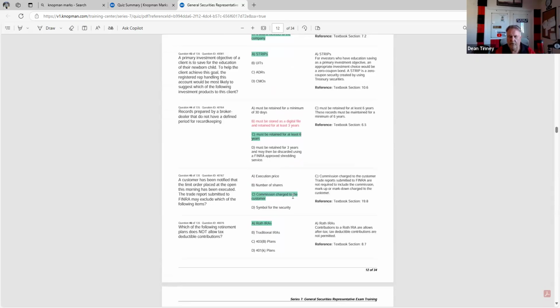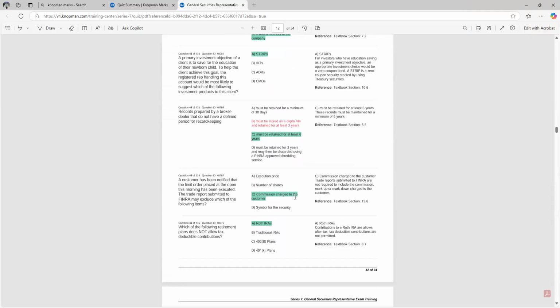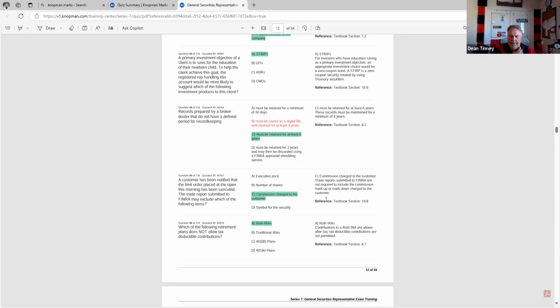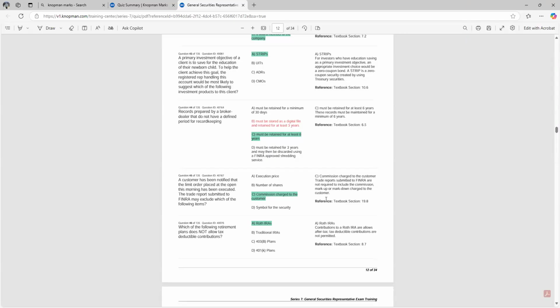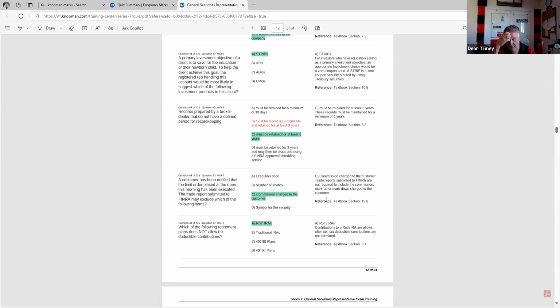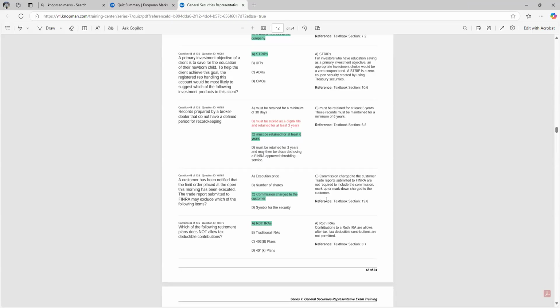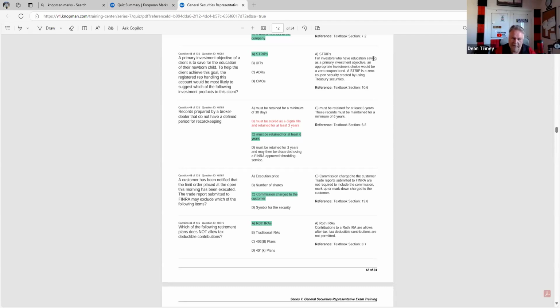Must be stored as a digital file retained for 3 years. I must have hit the wrong button. We said that. We got that one right, I thought. Wait, what? What's the answer? Remember, we said records that don't have a defined period would go into the 3-year bucket. So yeah, that's wrong. I don't know why we missed that. It says must be retained for 6 years. For 6. Oh, my bad. Okay, well, that's on me. I had no idea there's such a rule that if it's not defined, it's 6.